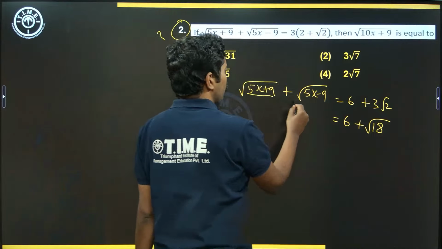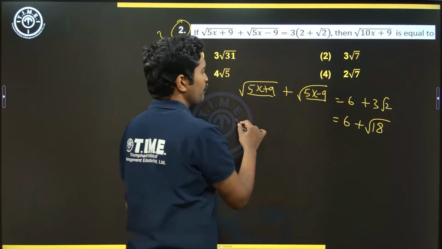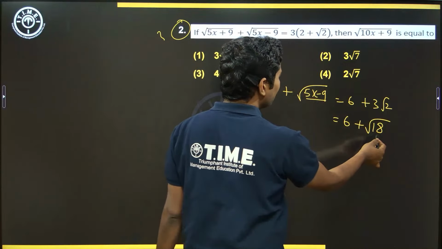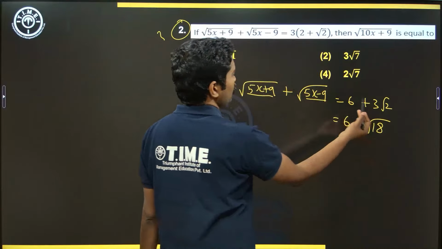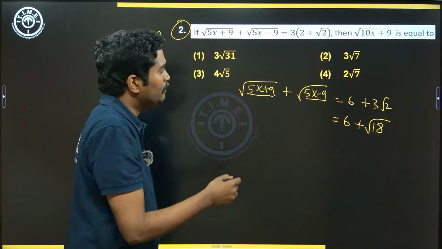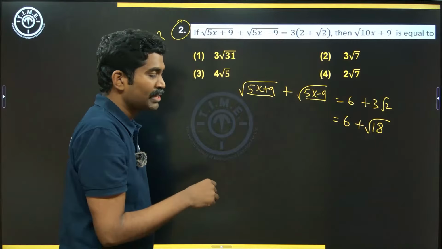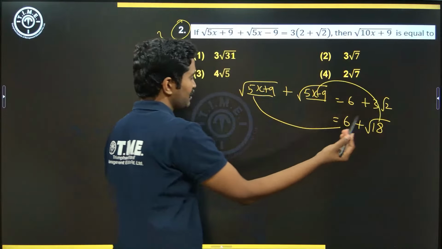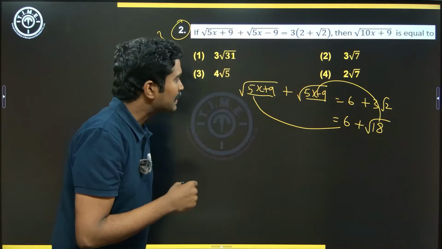If one term is root 5x plus 9, the other term is root 5x minus 9, this here would be 18, right? 5x plus 9 minus 5x minus 9, that is 18. So yeah, perhaps this is a plus b, that's a minus b. I could think of something like that. So equate this, that's like a trial and error method, right?